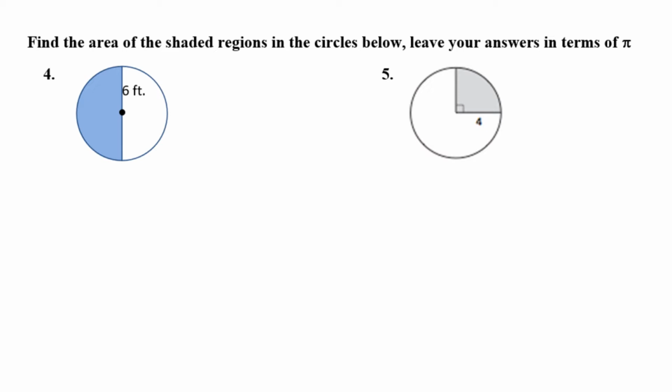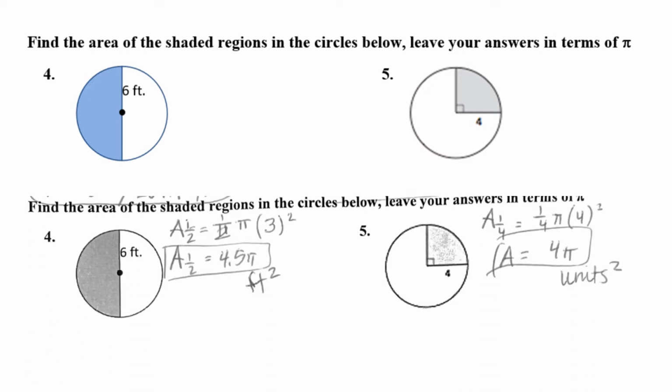Okay, so go ahead and do these ones as well. You should remember how to do these from the previous notes. Number 4 is a semicircle. Number 5 is a quarter of a circle. So you'll need to do half the area for number 4 and a quarter of the area for number 5.